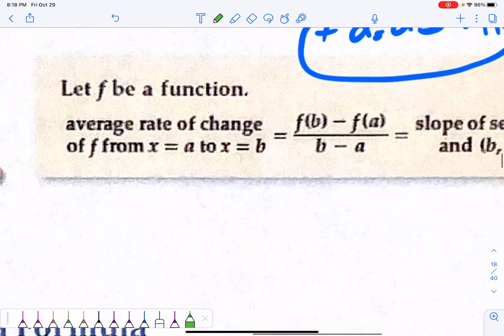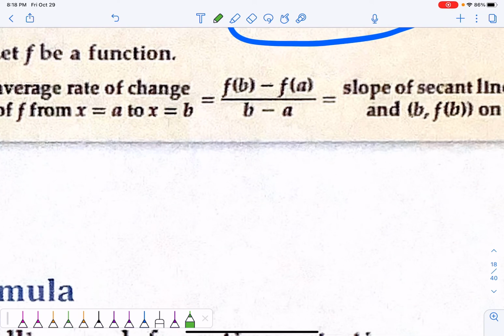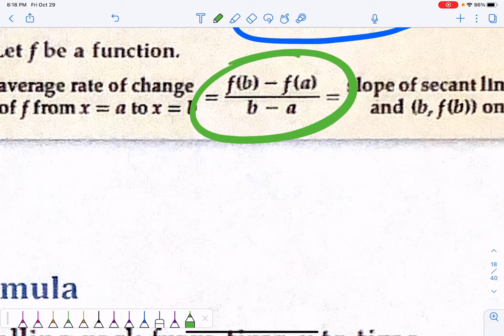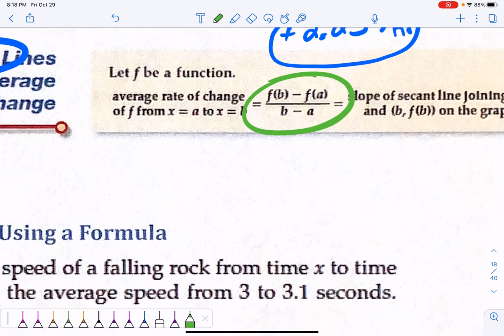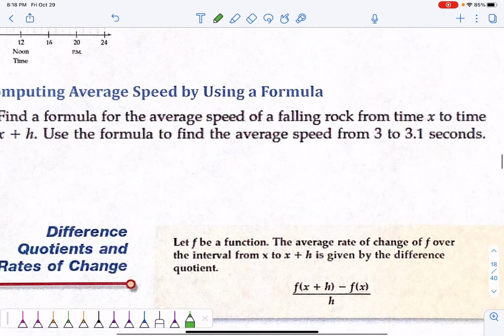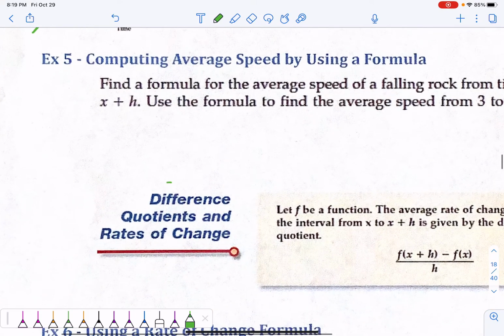And again, the average rate of change of the secant line is just saying the same thing as a slope. So we've got the y-coordinates subtract over the x-coordinates subtract, okay? Now, that all's pretty straightforward. Now we're going to get to something called the difference quotient, which is probably the hardest thing on the whole page.